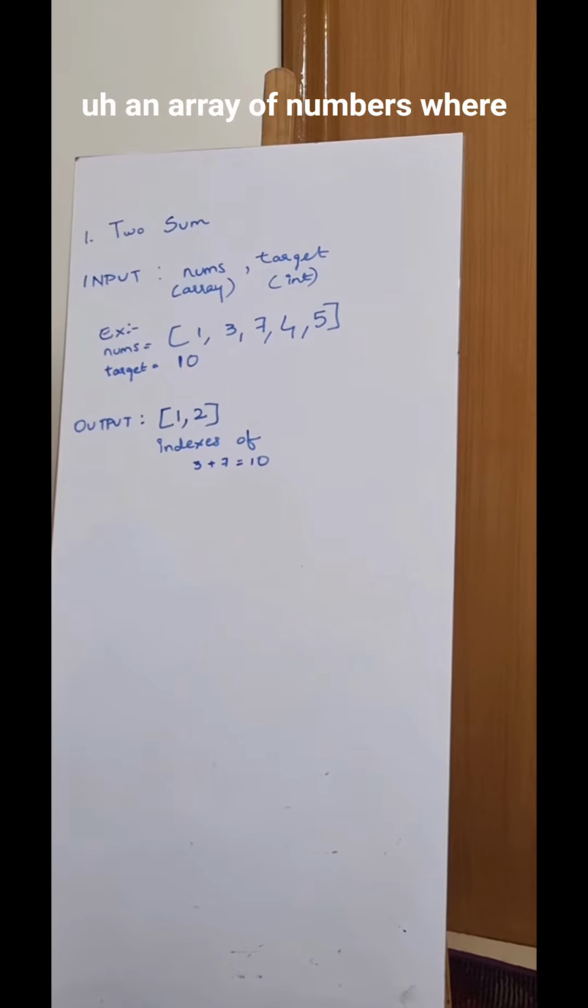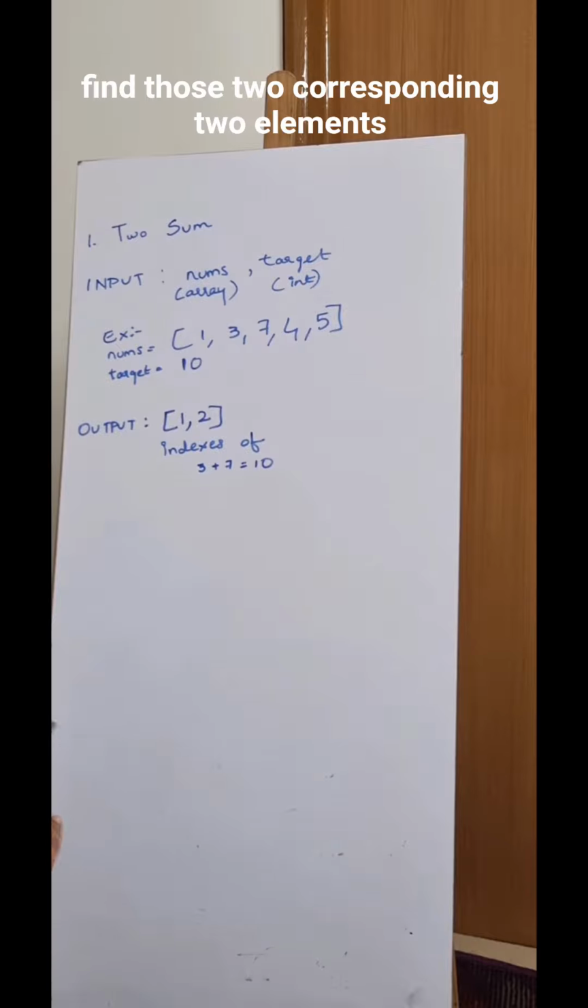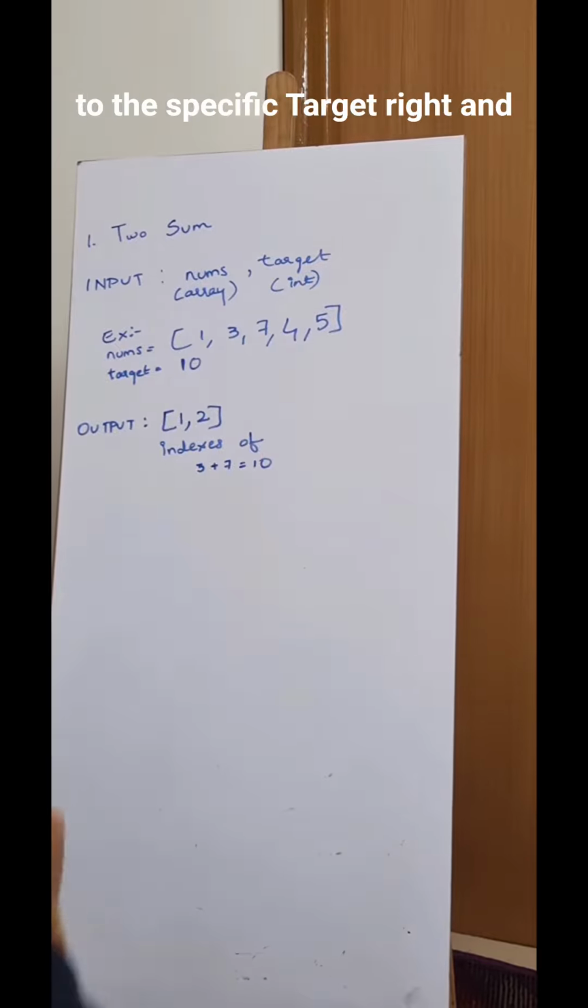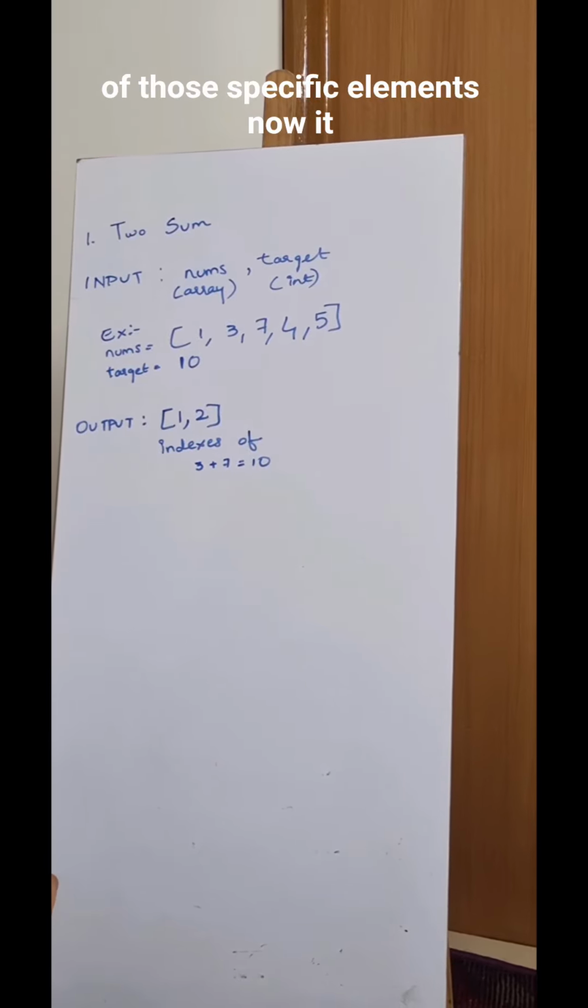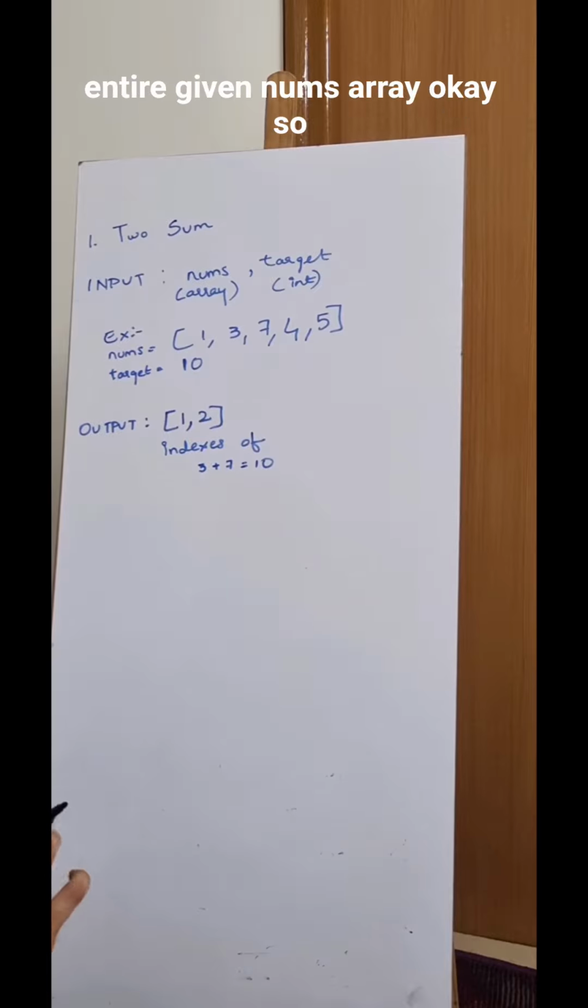Basically, you have an array of numbers where your task is to find the two elements inside that array which sum up to the specific target, right? And you have to return the indices of those specific elements. Now, it says that there will be only one specific result in this entire given nums array.